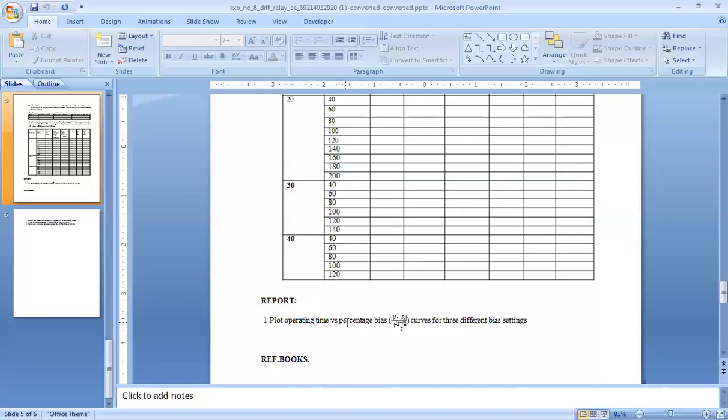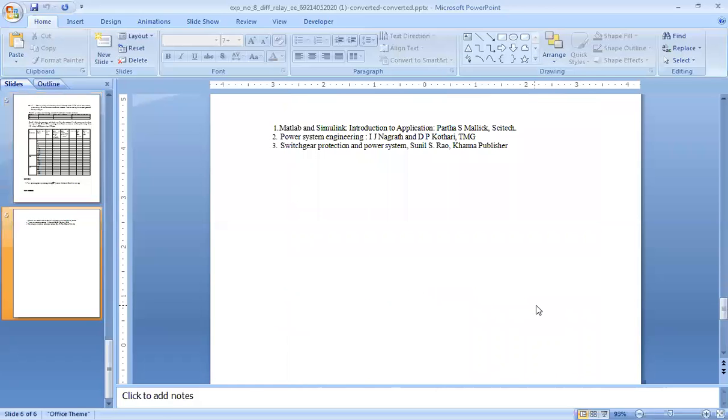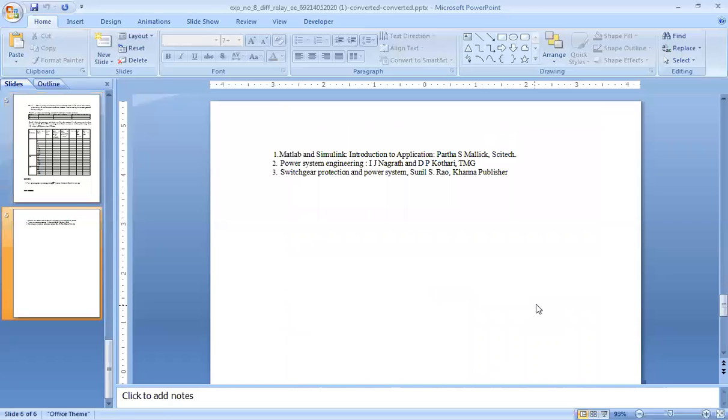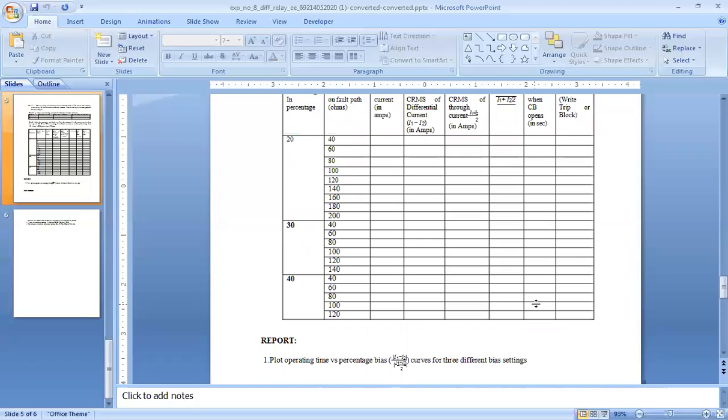Okay, and in the report you have to submit the operating time versus percentage bias curve for different bias settings. So try to understand all these things yourself, and try to do it yourself by simulating in MATLAB and submitting. Thank you.